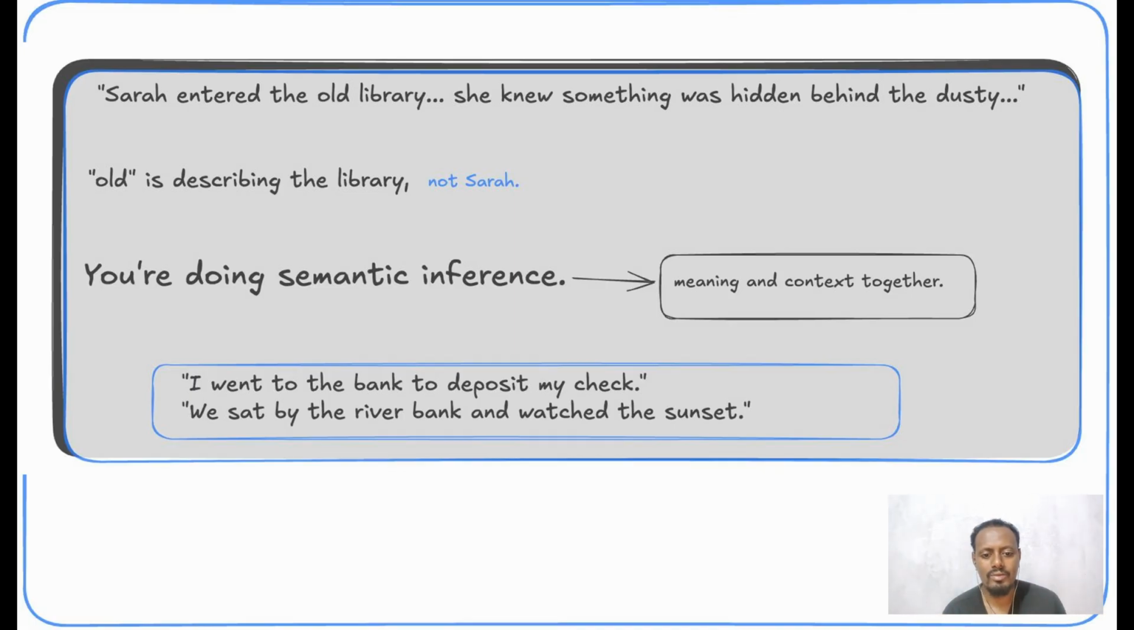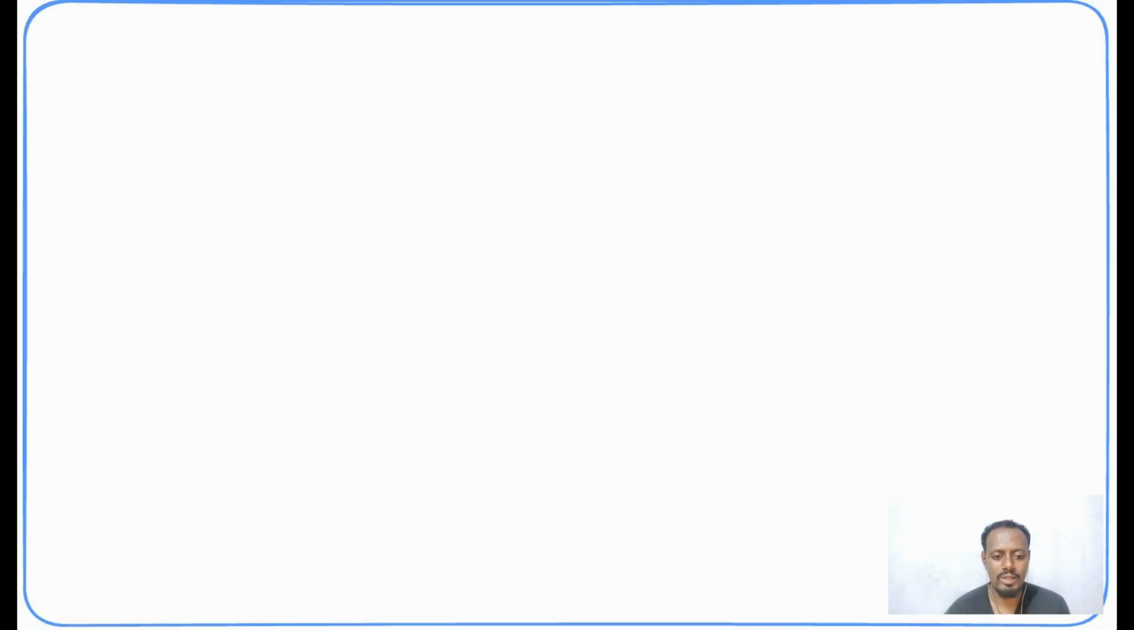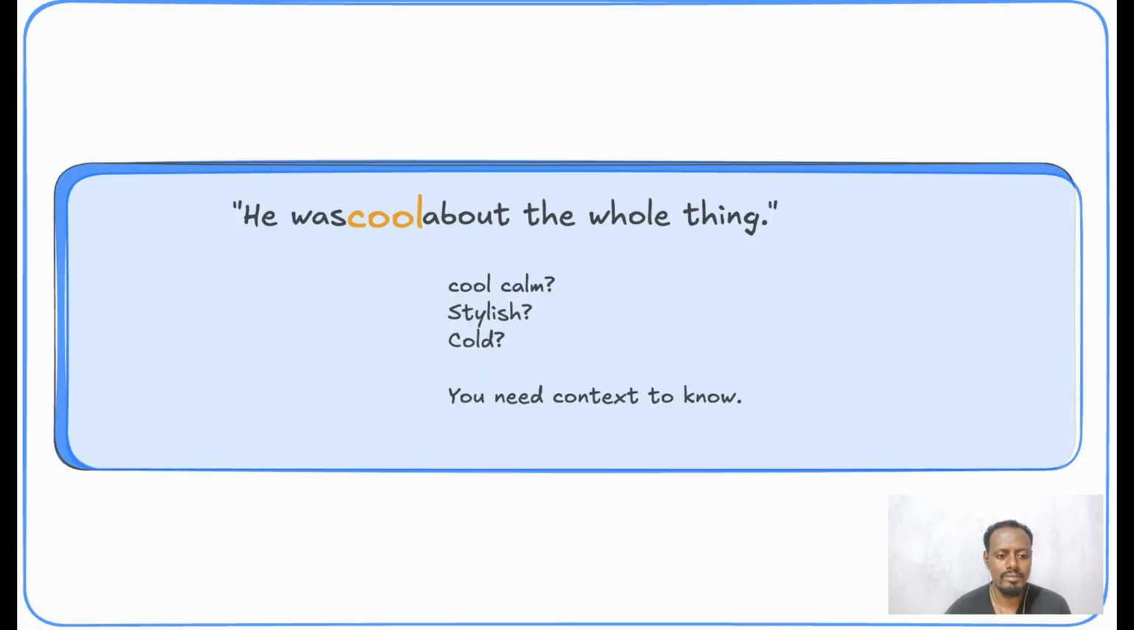Now, take the word bank in the sentence: I went to the bank to deposit my check, and we sat by the river bank and watched the sunset. Same word, completely different meaning. And a bag of words model sees bank twice and treats them identically. It has absolutely no mechanism to distinguish this. Or: he was cool about the whole thing. Is that cool as in calm, stylish, or cold? You need context.